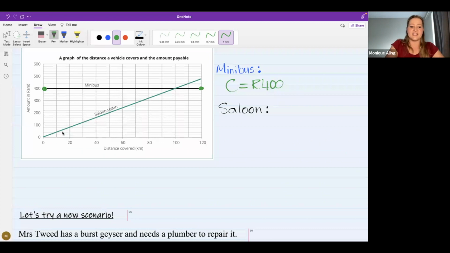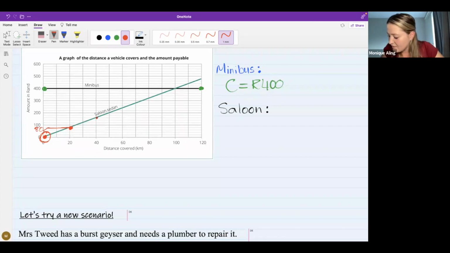scenario, as you can see, it is different because if you don't travel anywhere, you don't pay any money because you start at 0 and 0. So if you're at 0 kilometers, you pay 0 Rand. However, the more you travel, the more you're going to pay. So when you're at 20, you are at about 80 Rand. Okay, so it's going up.